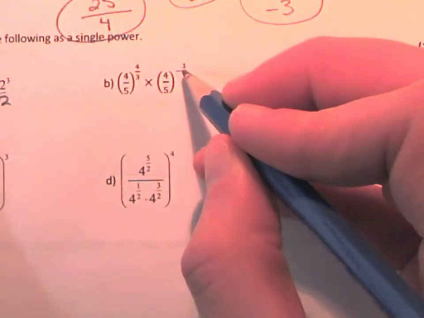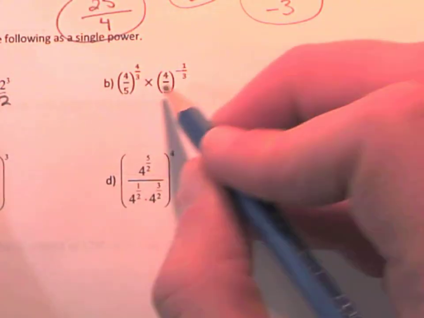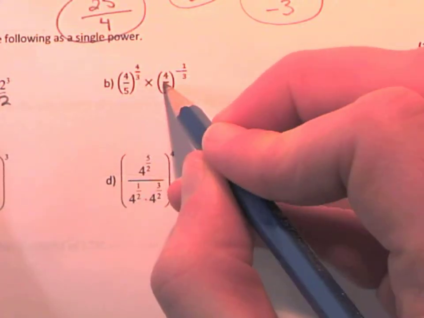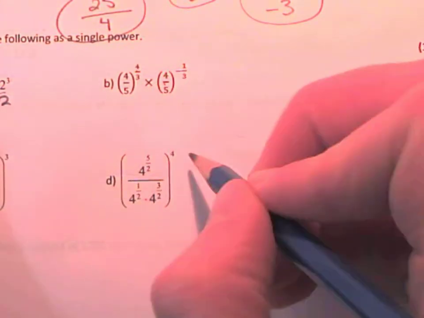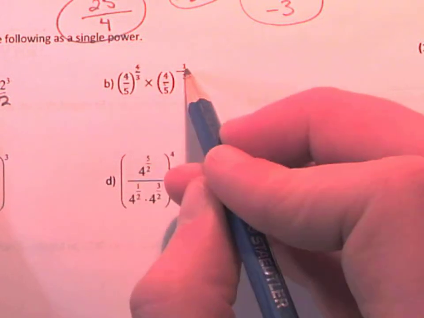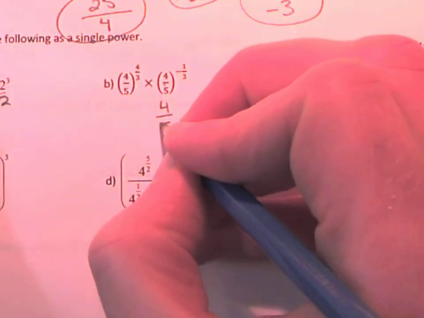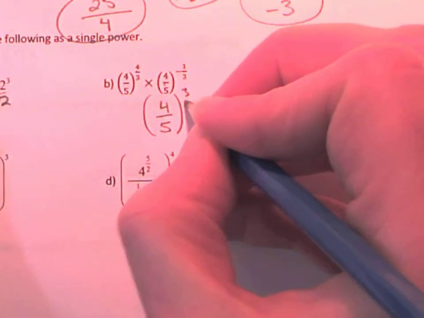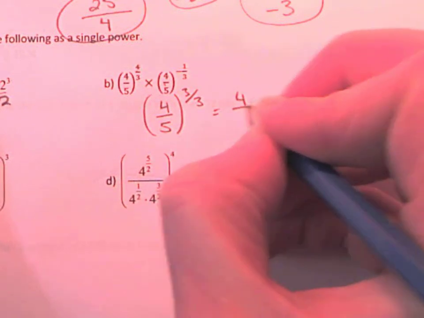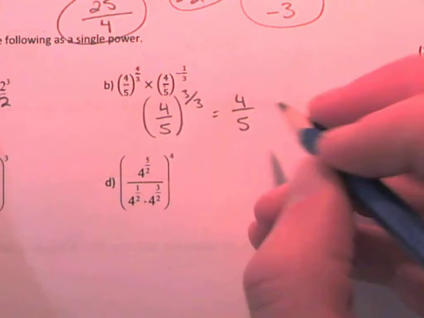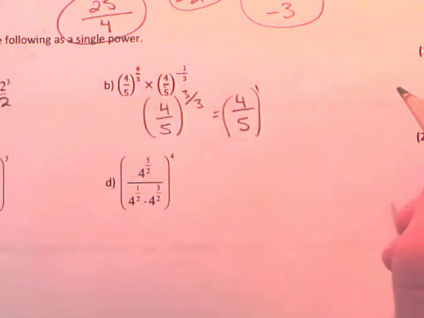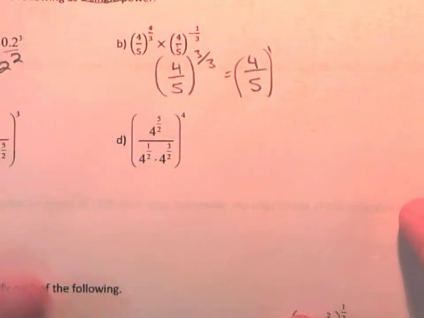4 over 5 to the power 4/3 times 4 over 5 to the power negative 1/3. Okay, so here they're the same base, so we can add the fractions. So it's 4 over 3 plus negative 1/3. It's 3 over 3. So it's 4 over 5 to the 3 over 3, which is just the same as 4 over 5 to the power 1. Nice, that one's all done.